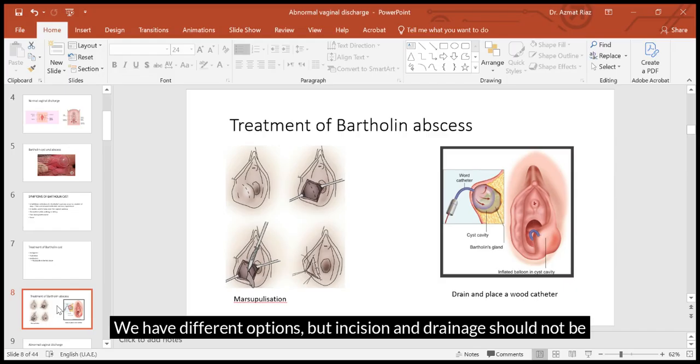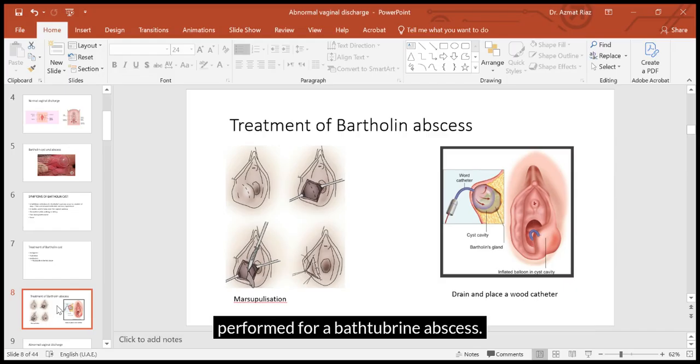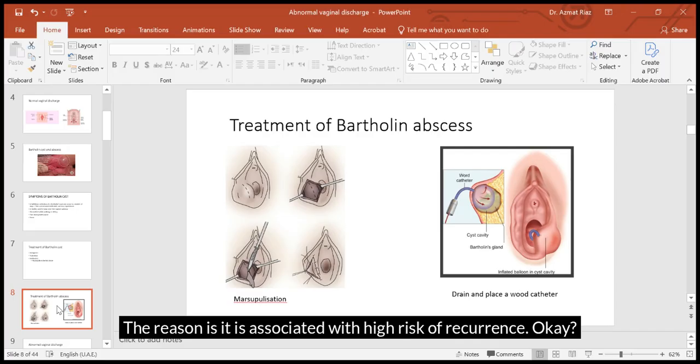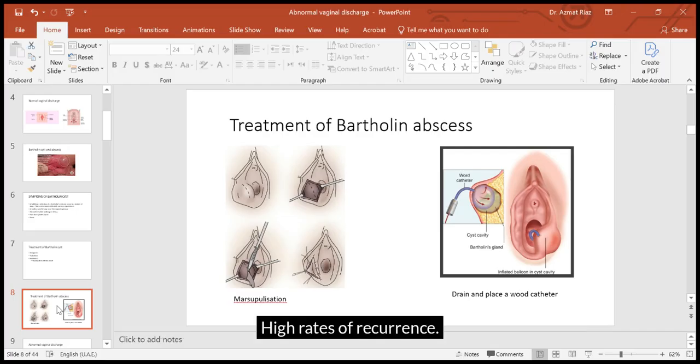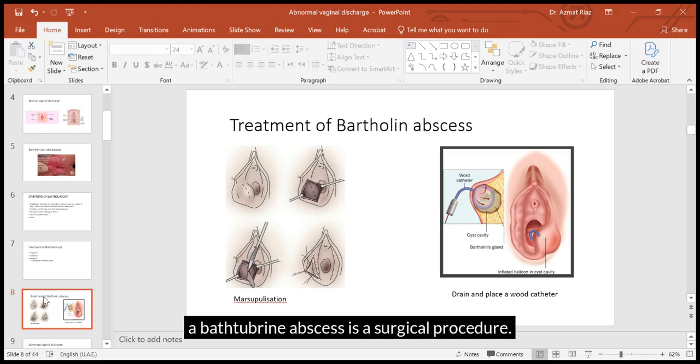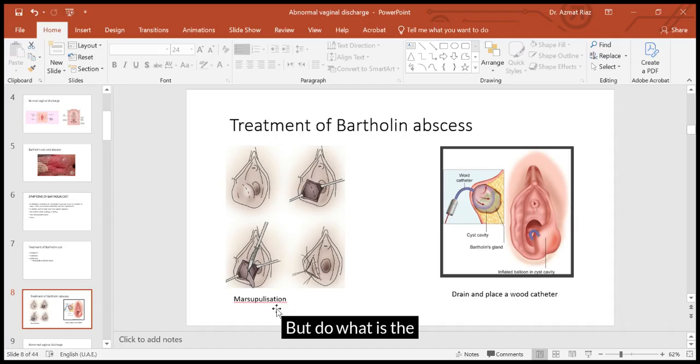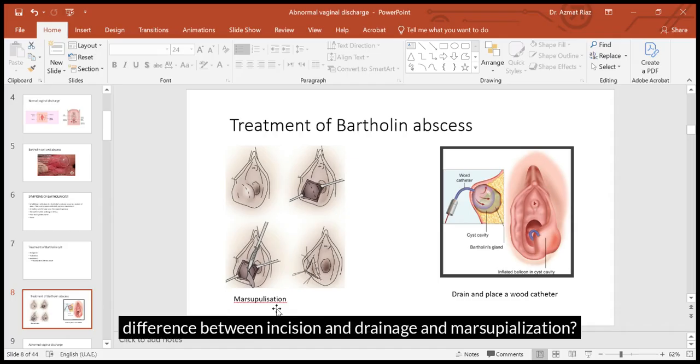We have different options, but incision and drainage should not be performed for a Bartholin abscess. The reason is it is associated with a high risk of recurrence, high rates of recurrence. The ideal method for a Bartholin abscess is a surgical procedure. It's a minor procedure, but it's an important procedure. It's called marsupialization. What is the difference between incision and drainage and marsupialization?